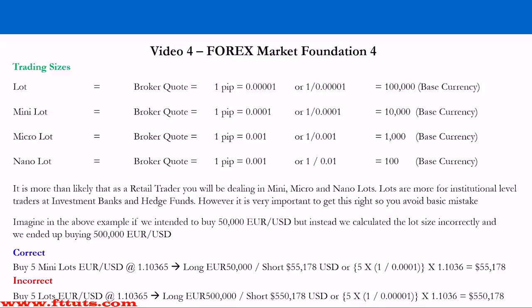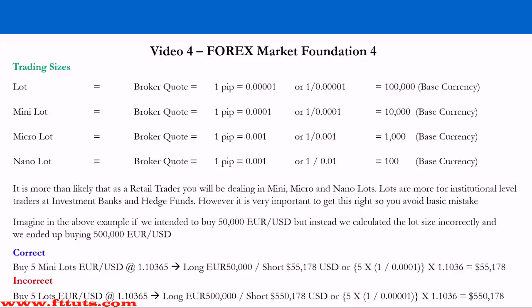So this is equivalent to 55,178 US dollars. Or we work this out as 5 contracts, 5 mini lots, times 1 divided by 0.0001, the pip value on the broker's platform, multiplied by the exchange rate that we buy at. And that is equivalent to the 55,178 exposure.